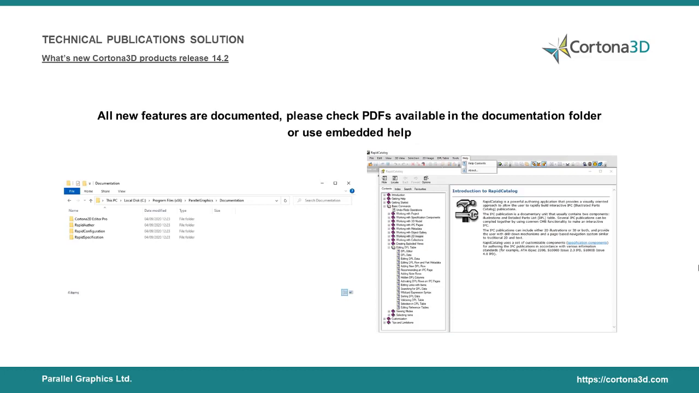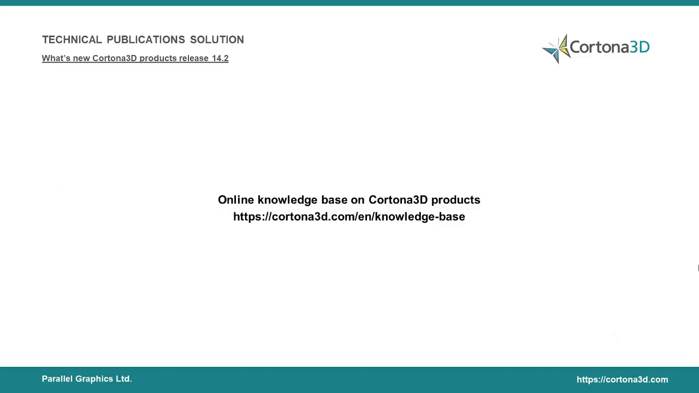Please be advised that all Cortona 3D products come with extensive documentation. Documentation is available in the form of PDF documents and embedded help, which are accessible from all of the authoring tools via Help, Contents menu. We also have an online knowledge base on our website covering typical issues that some of our users encounter, as well as help articles.